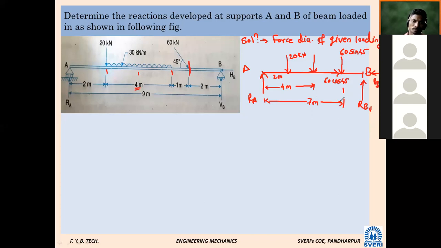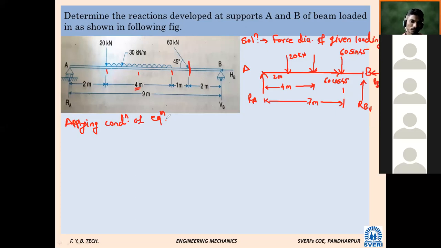Now applying, very simple, this problem is converted into our simpler problem. Applying conditions of equilibrium. What can we find? So conditions of equilibrium. Suppose I apply summation of moments about A. Shall I apply summation of moments about A?